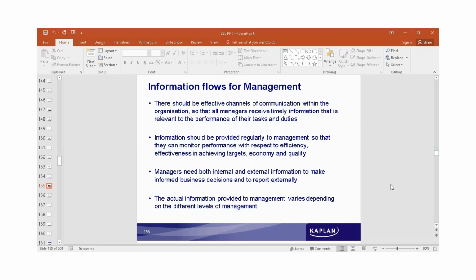Information flows for management. When information is provided, the management takes decisions. So the first thing is the information has to be gathered. The facts and figures, when they're gathered, we call that data. Data has to be processed to make it information, it is analyzed, and then the analysis is provided to the management so that management takes better decisions, useful for decision making.